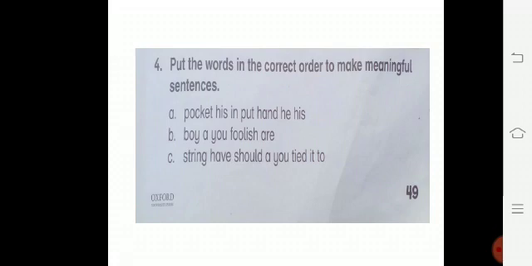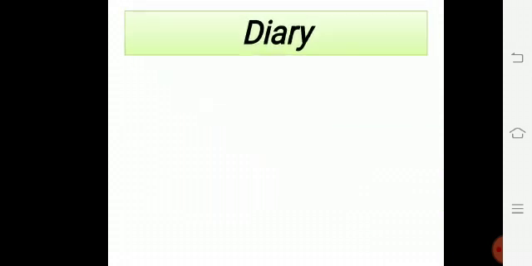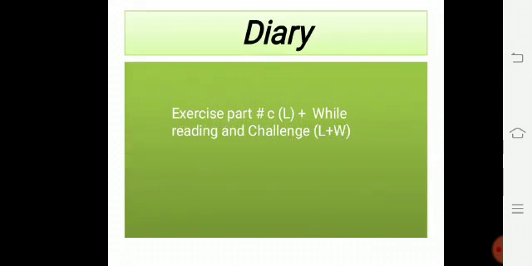Students, hope that all of you have understood. So please solve this exercise in your book. Okay students, your diary is mentioned here. Exercise part C, Learn plus while reading and Challenge, Learn plus write.